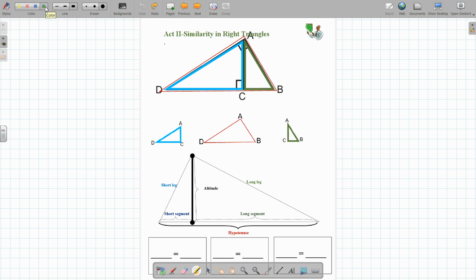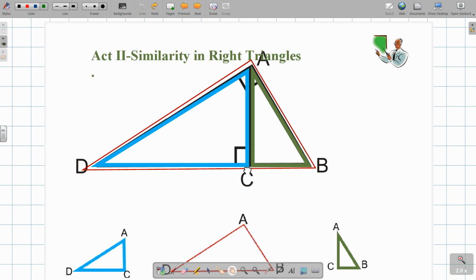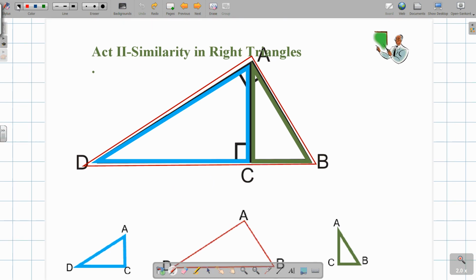Part 2. So last time we focused on the 3 ways triangles can be similar. Those shortcuts are, let's put them at the top, angle-angle similarity, side-angle-side similarity, and side-side-side similarity. Now we're going to focus specifically on right triangles and how, using angle-angle similarity, we can get some very special relationships just in right triangles.